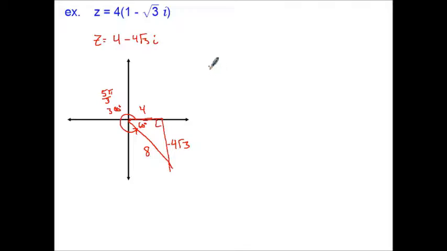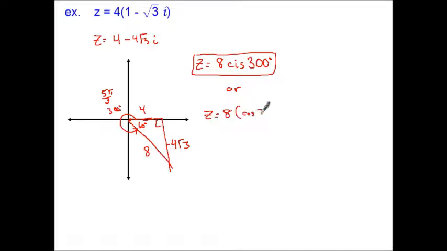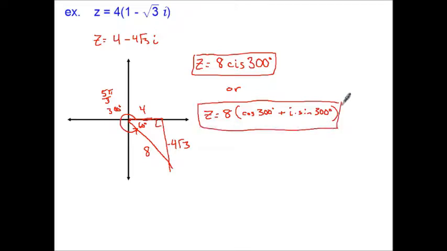So, here we go. My z equals, I'm going to start out with r, which is 8, and then again, I like my abbreviation, so I'm going to go cis 300 degrees. And for those of you who have phobias to abbreviations, it's z equals 8, parentheses, cosine 300 degrees, plus i times sine of 300 degrees. I'm lazy, that's why I like to shorten it.